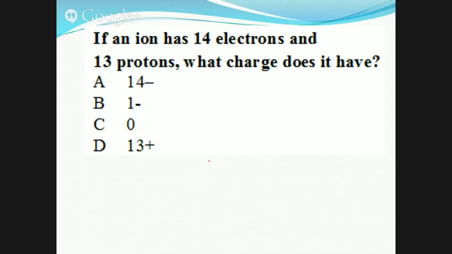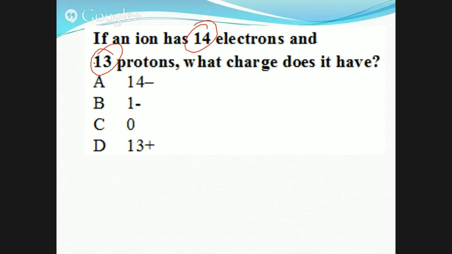Now, these problems, people are having a difficult time answering still. This was one of the lowest scoring questions on this quiz. If I have 14 electrons and 13 protons, what is its ionic charge? If I have 13 protons and 14 electrons, what is its ionic charge? Let me show you the easiest way to answer this.